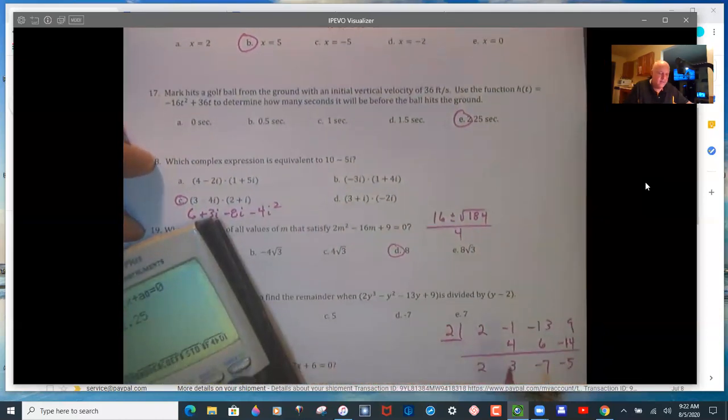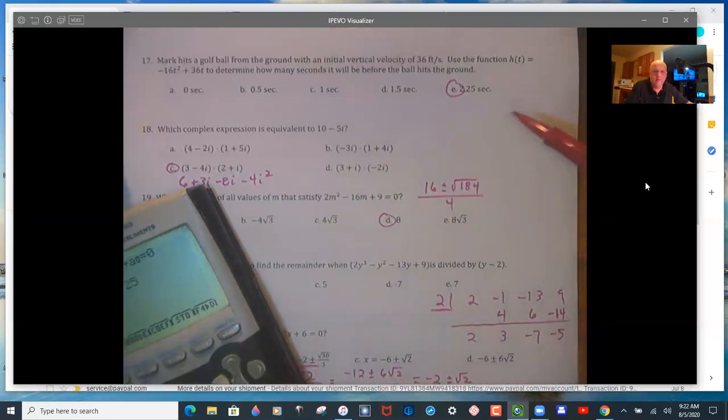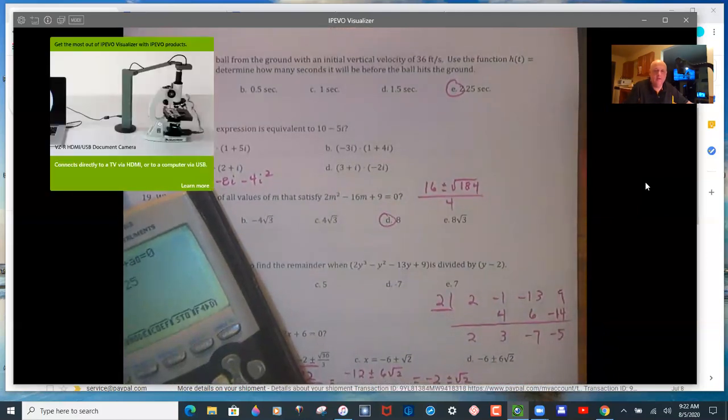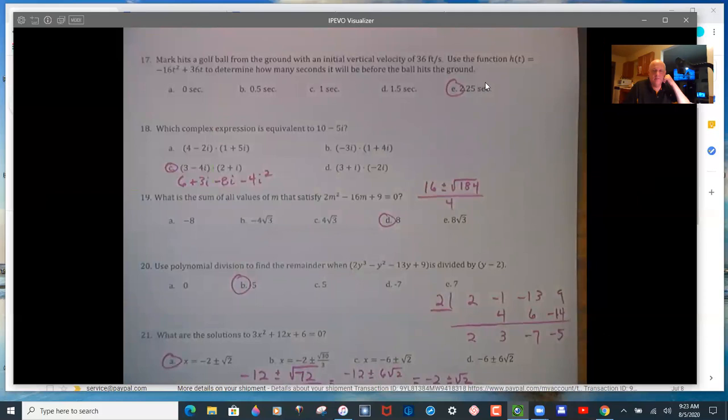I won't draw it, but we did a lot of these kinds of problems. So it starts from the ground. There's my friend again. And then comes up and hits the ground again. So initial height is 0, reaches its maximum height, and then hits the ground after 2.25 seconds.